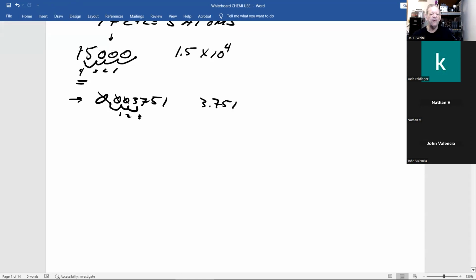Now, since this number was less than 1, 0.003751, it's times 10 to the minus, and we moved it 3 times, 3. And that's how you do scientific notation.